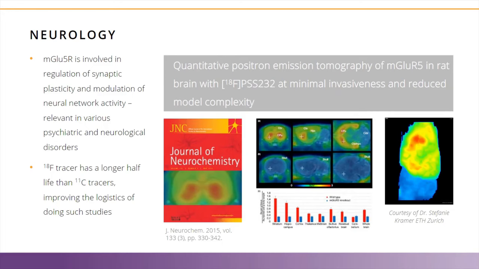This tracer is important in studying the synaptic plasticity and modulation of neural network activity, which is relevant in a number of psychiatric and neurological disorders. With the development of an F18 tracer option, the logistics of conducting these studies becomes much simpler.